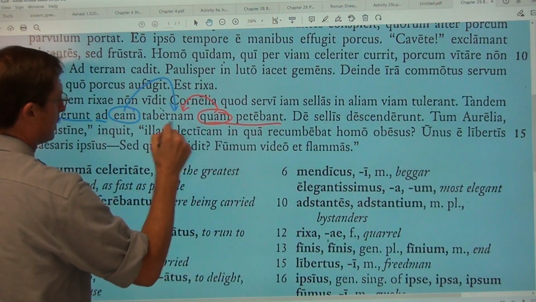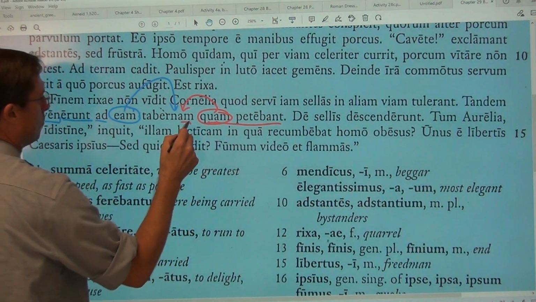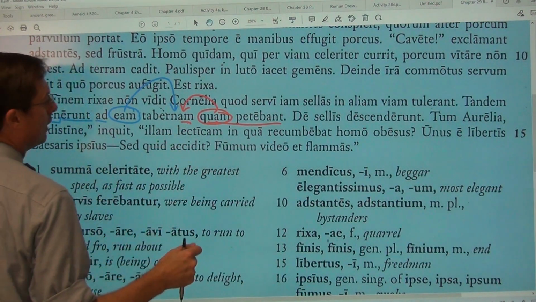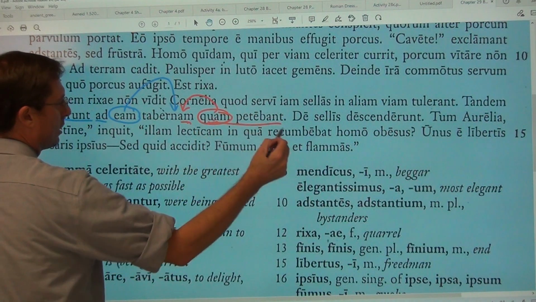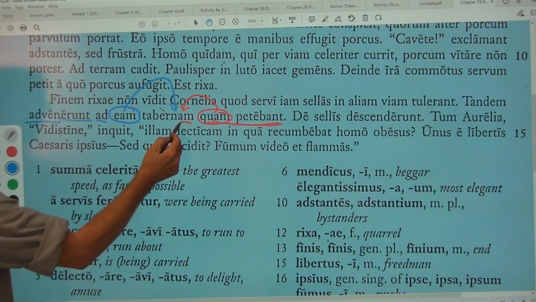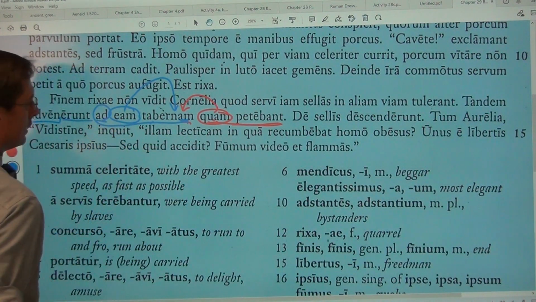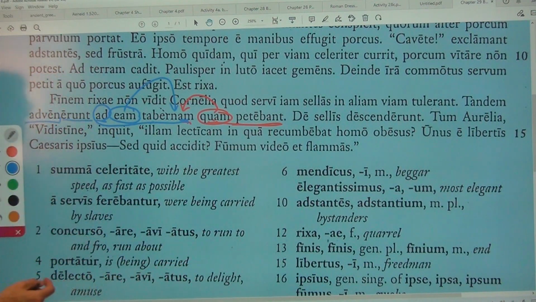Quam is singular because tabernam is singular. It is a relative. It is feminine because tabernam is feminine, but it is accusative because in its clause it is the accusative direct object of the verb petebant, whereas this is accusative because it is the object of the preposition ad. They don't have to have the same case, the relative and the antecedent. They do have to have the same number and the same gender. So, nevertheless, continuing on.